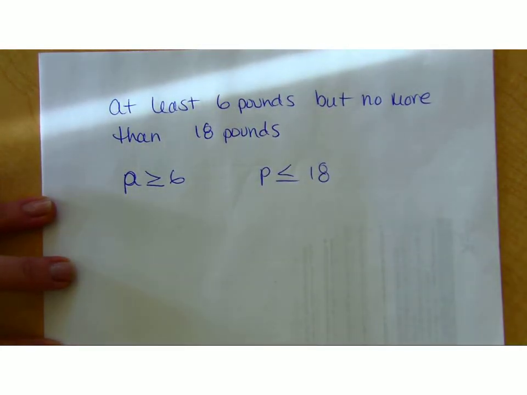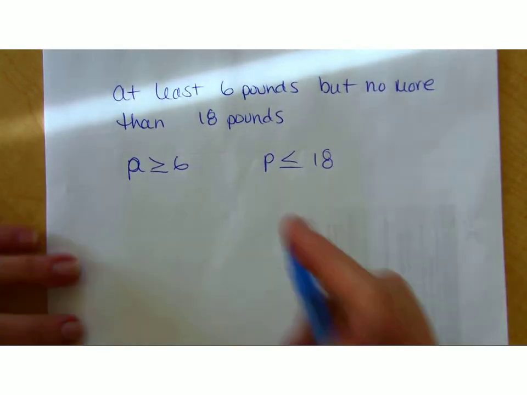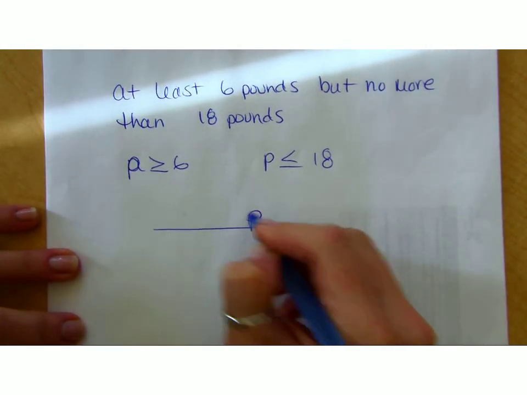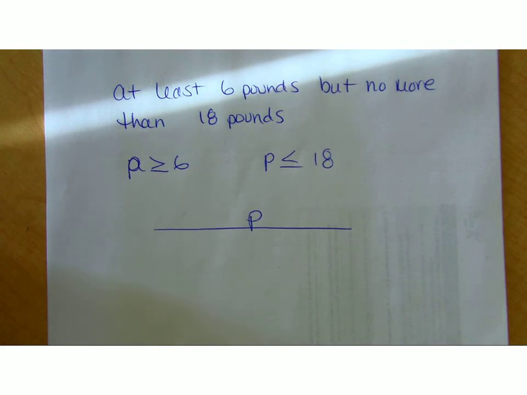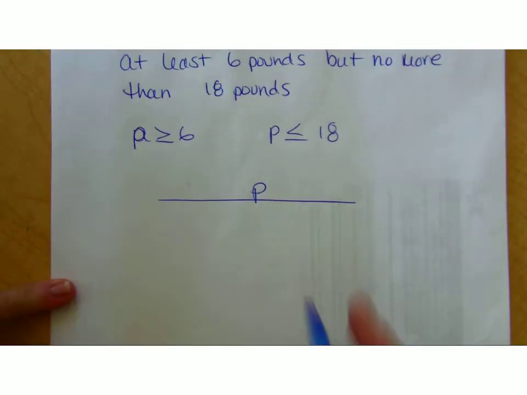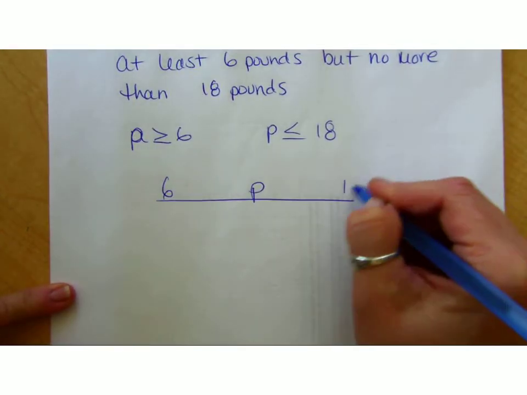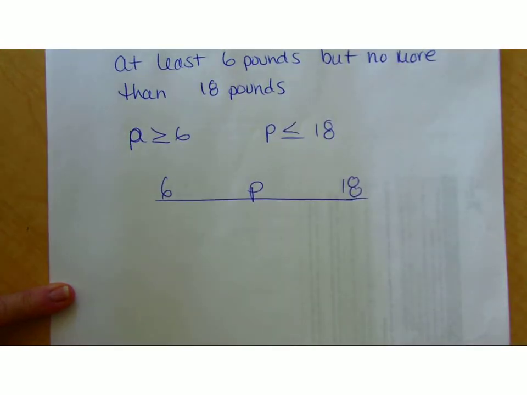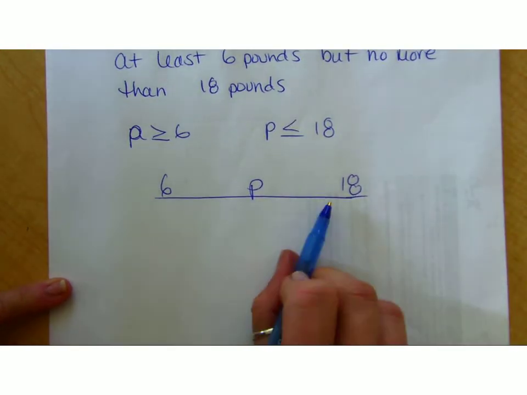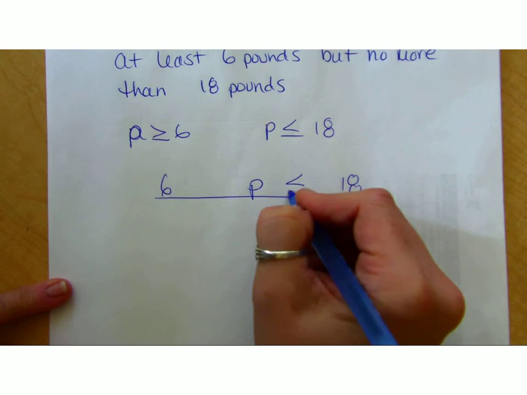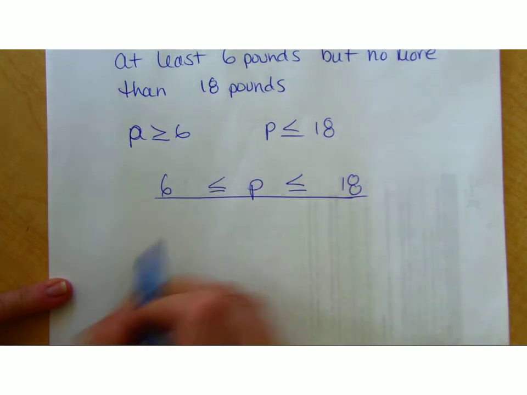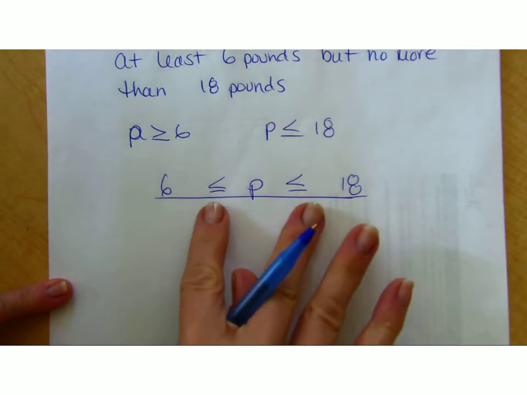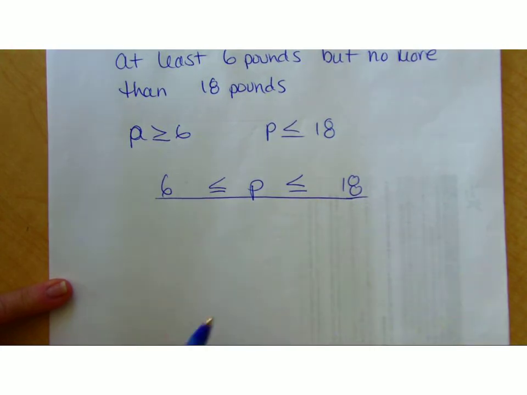Now you need to take those two and write them as a compound inequality with P in the middle. At that point you can choose to say 6 is to the left of 18. That's how I want to do it. And as long as 6 is to the left of 18, it's got to be less than or equal to 18 and greater than or equal to 6. Both of these should face the same direction when you're talking about an in-between range. Does everybody understand that?